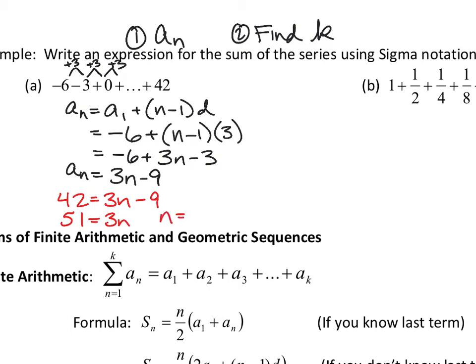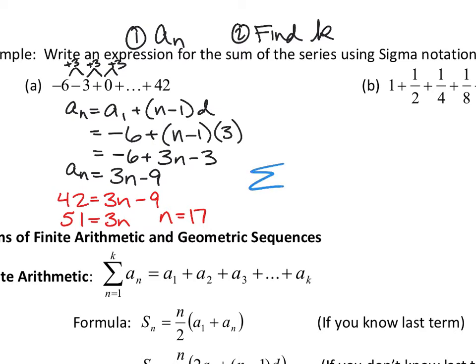So n is equal to 17. The reason I need all of that is because I have to fill in every part of the summation. I needed to know the equation. I needed to know the beginning index, which obviously is 1, and then the upper limit, which is now 17. So I can put that all together and it would look like this.